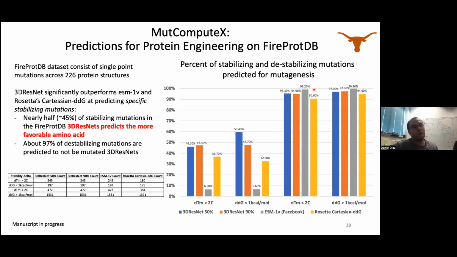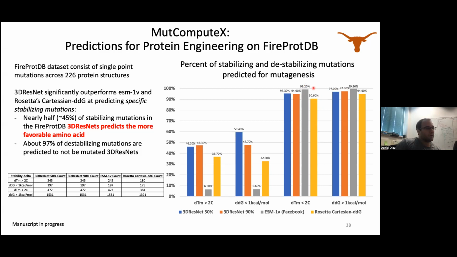And then on the other end of the spectrum, where if you make the mutation, the protein becomes less stable, either thermally less stable, so the temperature drops by at least 2 degrees, or the delta delta G becomes worse or increases by at least 1 kilocalorie per mole. You can see that the ResNets correctly predict to not make this mutation 95 to 97% of the time, compared to ESM1V being at 99% and Rosetta being at 91 to 94% of the time.